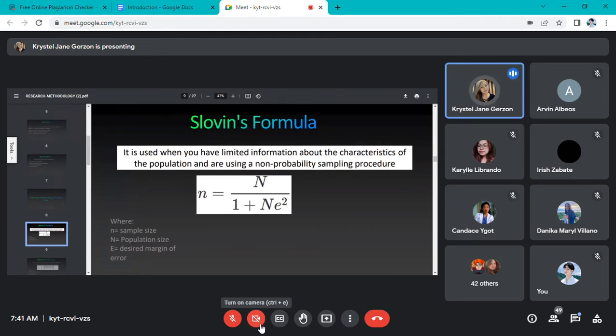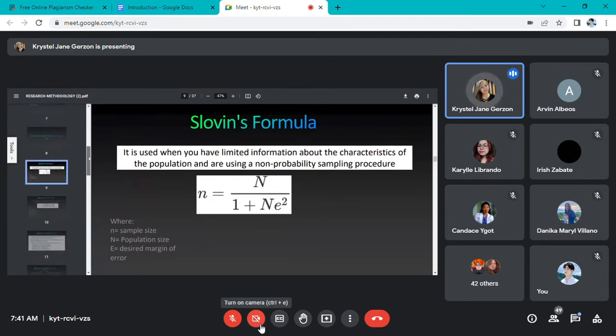But here in our quantitative research, we will have a formula. So before we conduct the survey, naa nay specific number, naa nay specific target of respondents. So one of the formulas that you can use is the Slovin's formula. So the formula is sample size equals the population size divided by 1 plus population size times desired margin of error squared.